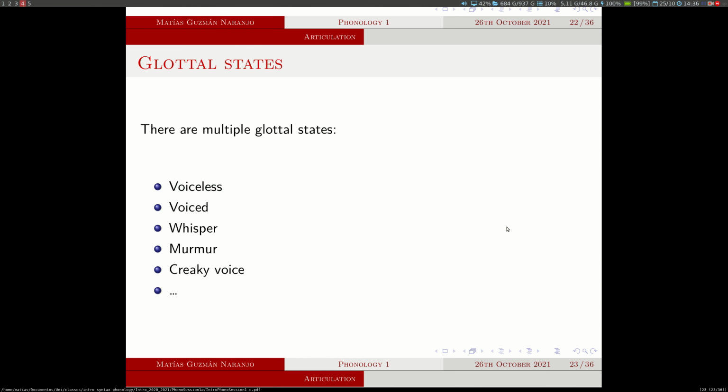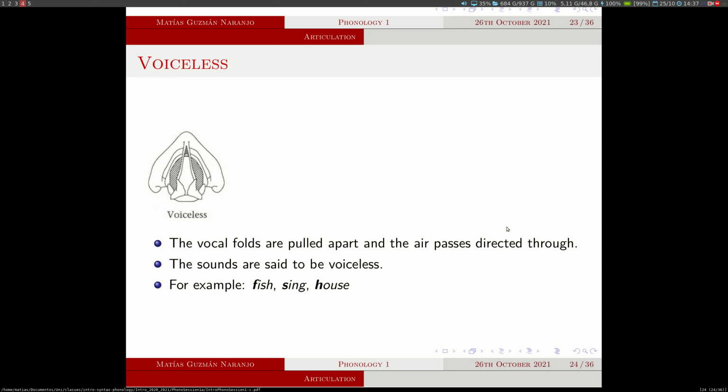There are many different types of phonation. This is not exhaustive. We have voiced, voiceless, whispers, murmurs, creaky voice, etc. The two most common ones are voiceless and voiced. In a voiceless sound, the vocal folds are pulled apart and the air passes directly through. So there is no real modification of the air by the vocal folds, and the sounds are said to be voiceless. Some examples are the initial sounds in words like fish, sing, house.